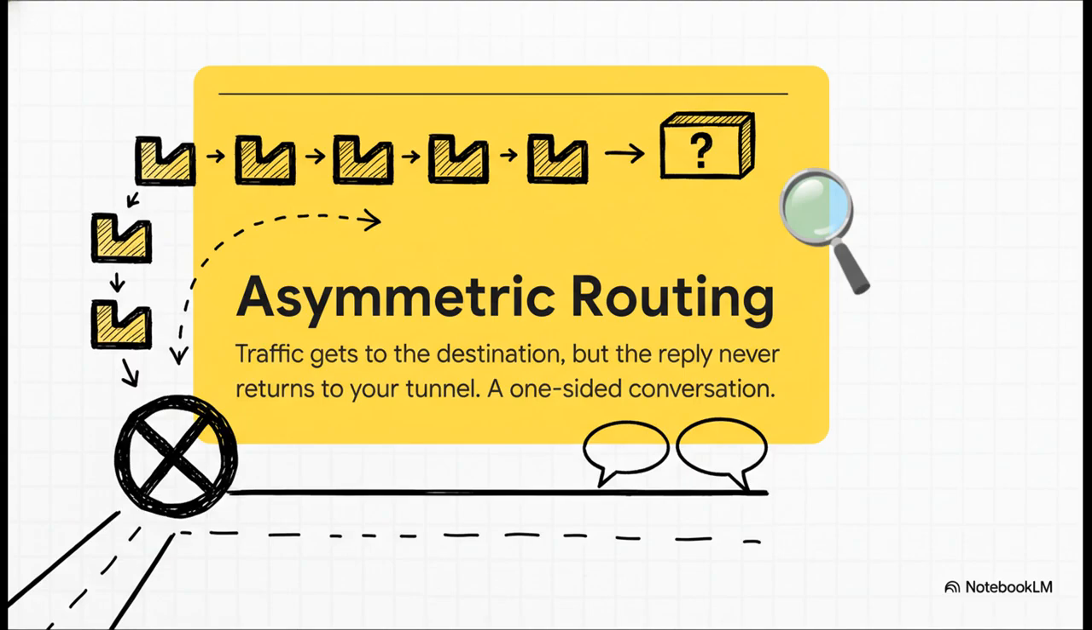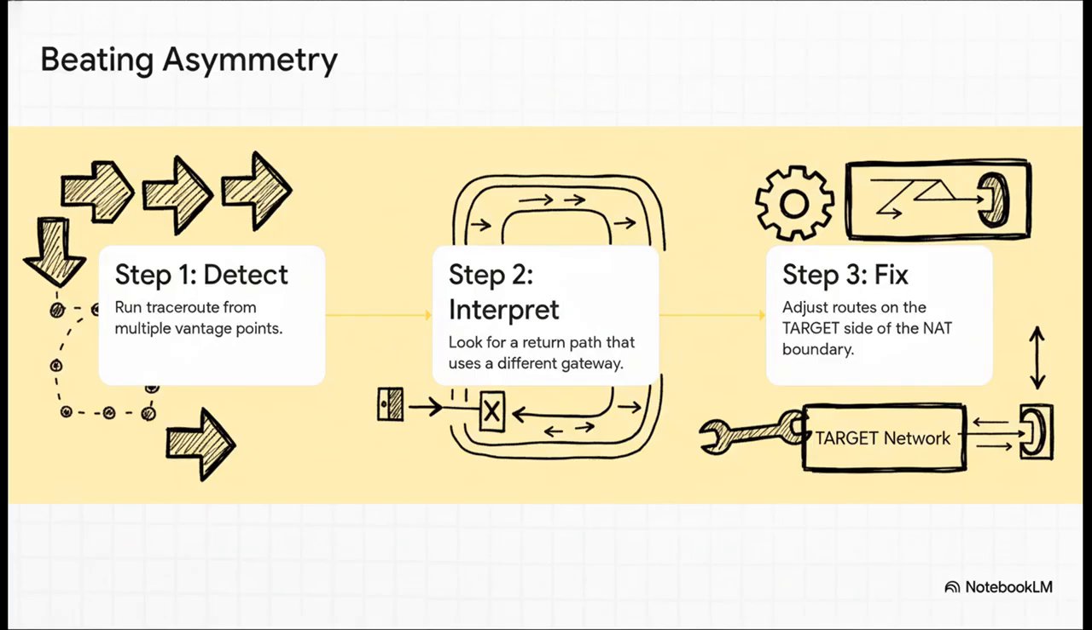It's such a simple idea, but it's so frustrating. Your packets are smart. They navigate the maze and get to the target just fine. But the replies, they get lazy. They take the default easy way out of the network and never find their way back into your tunnel. It becomes a one-sided conversation and your connection just dies. So, how do you beat it?